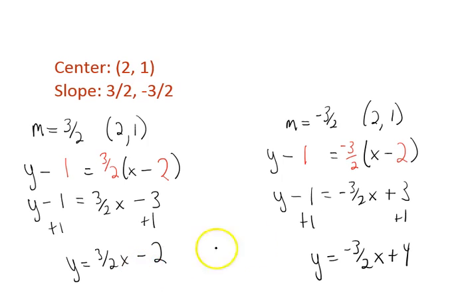So these are the two equations, the one that's going uphill, the one that's going downhill, of the asymptotes if you need them. It's that simple. Once you've come up with the center and the slope, you should just be able to plug in and get those answers.